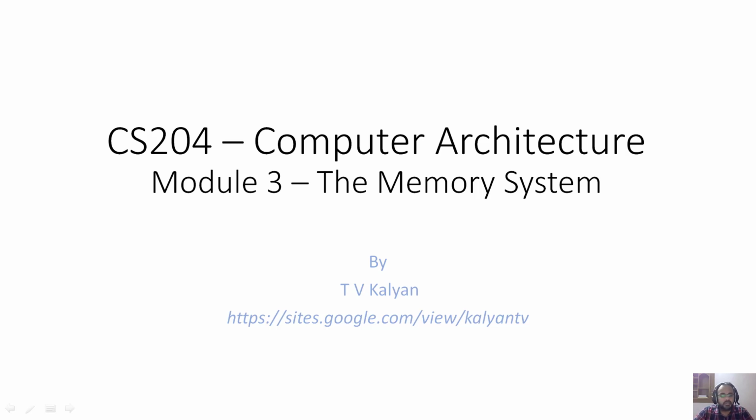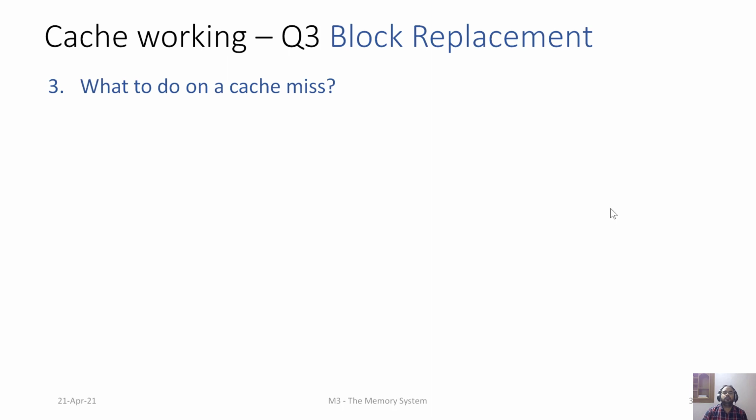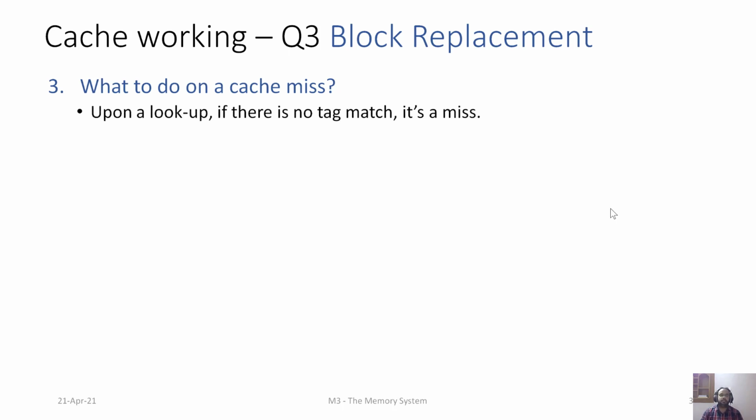Hello students, we'll continue looking at the working of the cache, and today we are going to look at the third question, which is how to deal with a cache miss. We would say that a cache miss has happened if the data we are looking for using the address is not present in the cache.